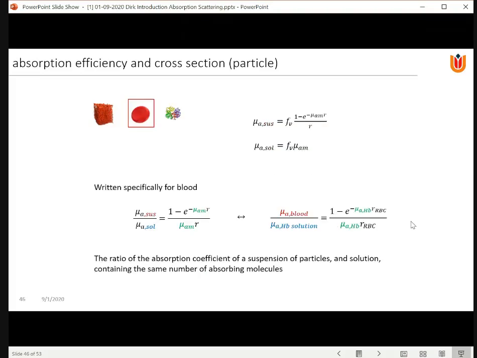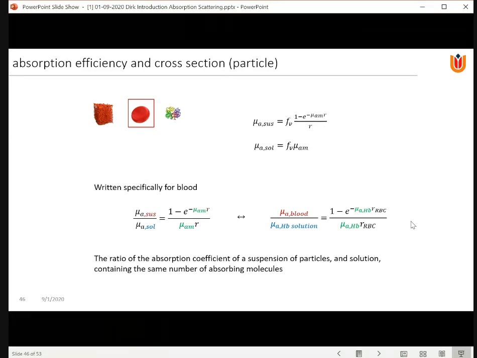So that is for the ratio of these two. If you look at the individual expressions for the mu of the suspension and the absorption coefficient of the solution, then of course volume fraction is still there. So we can write this now to make it a little bit more concrete, specifically for blood, because blood is basically a suspension of red blood cells.